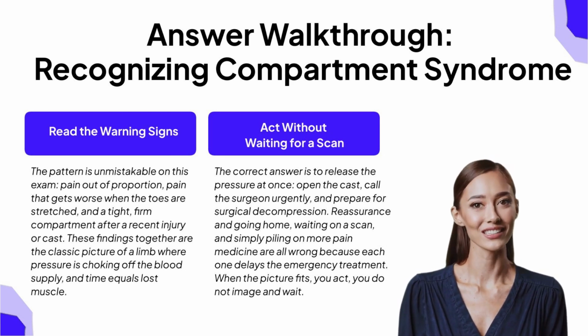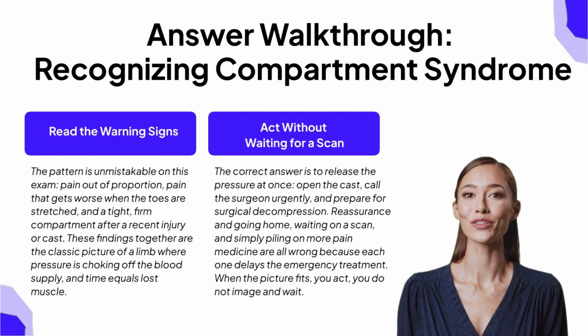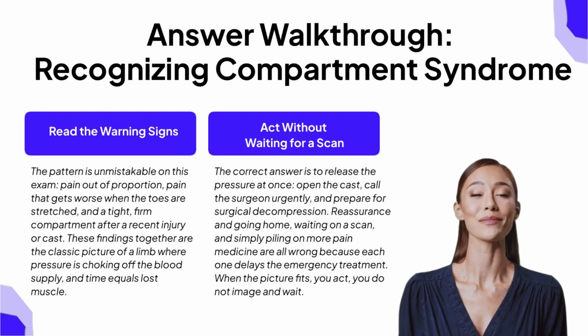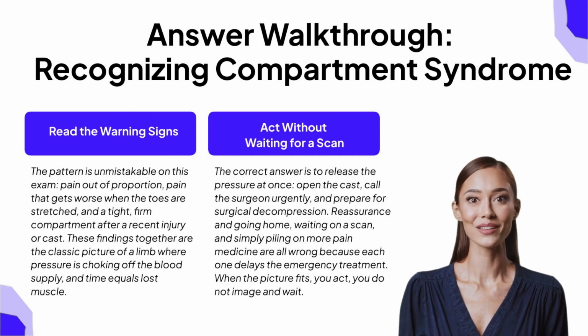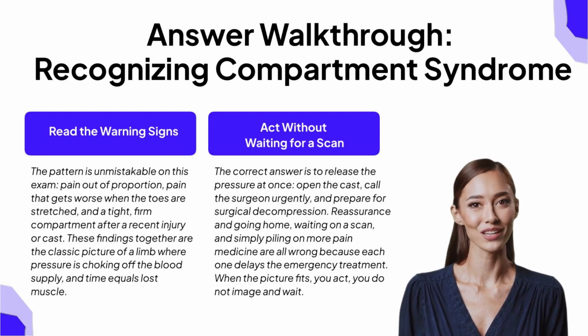The correct answer is to release the pressure at once. Open or remove the cast, call the surgeon urgently, and prepare for surgical decompression. Reassuring him and sending him home, waiting on imaging, or simply adding a stronger opioid are all wrong because each one delays the only treatment that saves the limb. When the picture fits, you act. You do not image and wait.